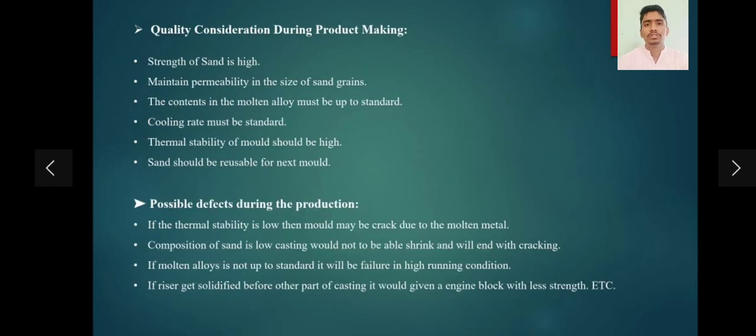So here are quality considerations during product making. The main quality consideration during connecting rod making is that the strength of the sand is high. Maintain permeability in the size of sand grains. The carbon content in the molten alloy must be up to standard. Cooling rate must be standard. Thermal stability of the mold should be high. Sand should be reusable for the next mold. Possible defects during the production.